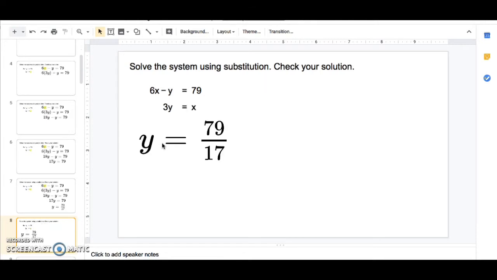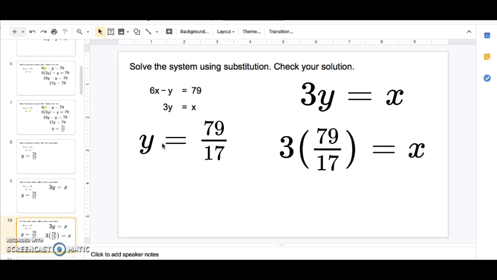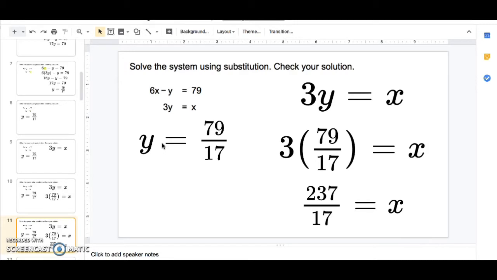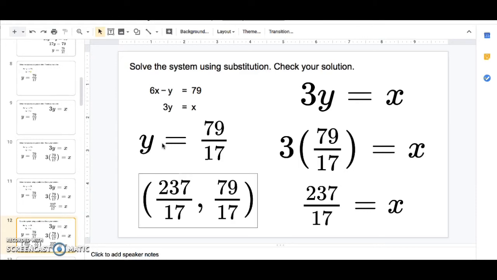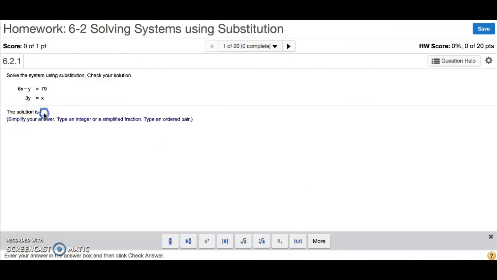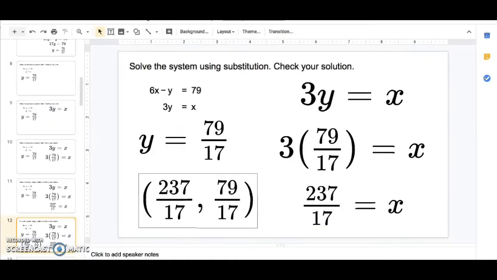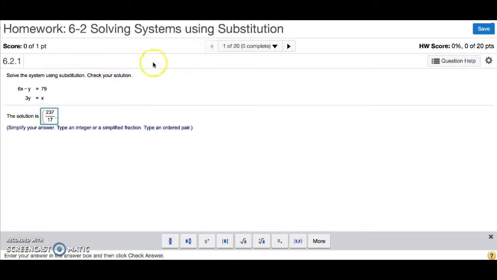So now what we have to do is find x. So we take our y and substitute it in for 3y, which equals x. So we have 3 times 79 over 17, and we get 237 over 17. So now putting our x and y together, we have 237 over 17 and 79 over 17 as our answer. So let's type that in. So parentheses 237 over 17 for x, and then y we have is 79 over 17.